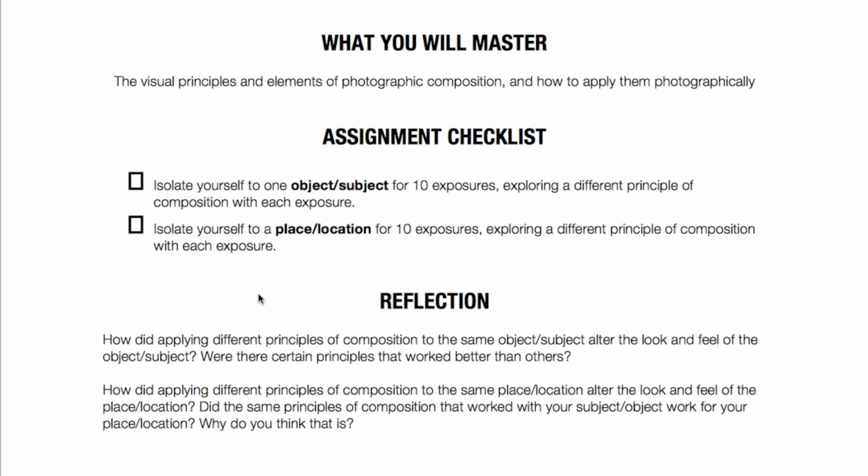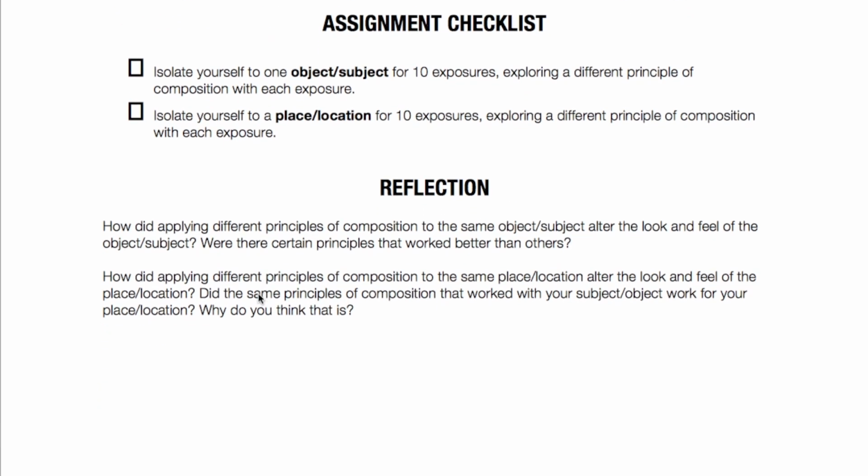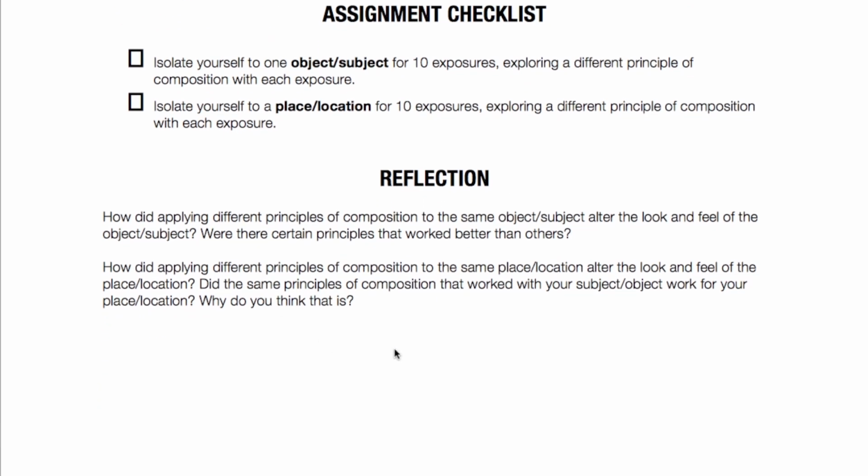When you're done, I, of course, want you to reflect, and I want you to write down how applying the different principles of composition to the same object or subject altered the look and feel of that object or subject. And then ask yourself, were there certain principles that worked better than other principles? And then I want you to do the exact same thing for that part of the assignment where you limit yourself to a location. And then ask yourself again, did certain principles work better than others? And why do you think that is?